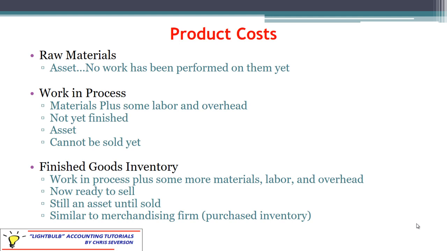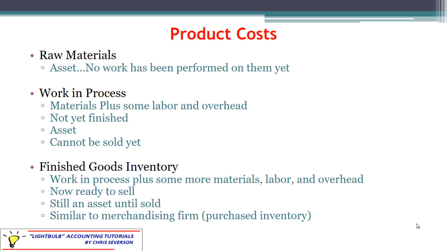So let's take a look at the product costs in more detail, because this is where we tend to have the complication. The first product cost is raw materials. These are assets and no work has been performed on them yet. So this is when we purchase the materials and they're not used in production yet. They're just sitting there in the warehouse, in the supply room, whatever.